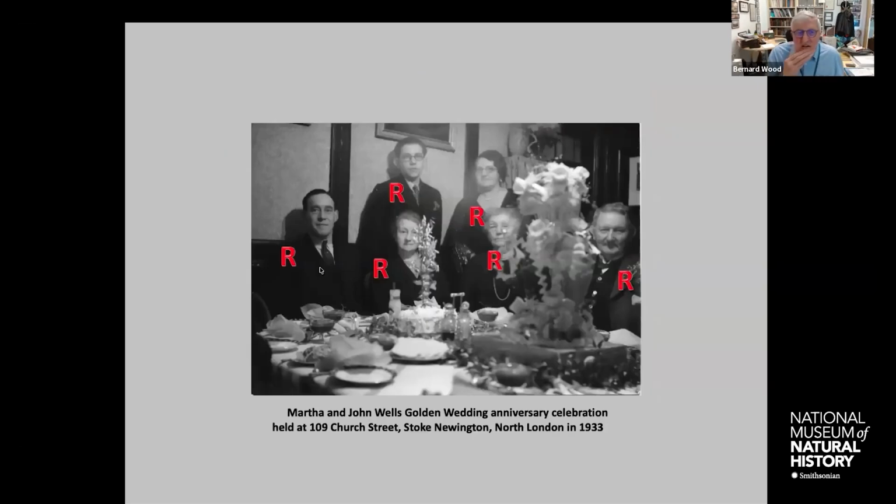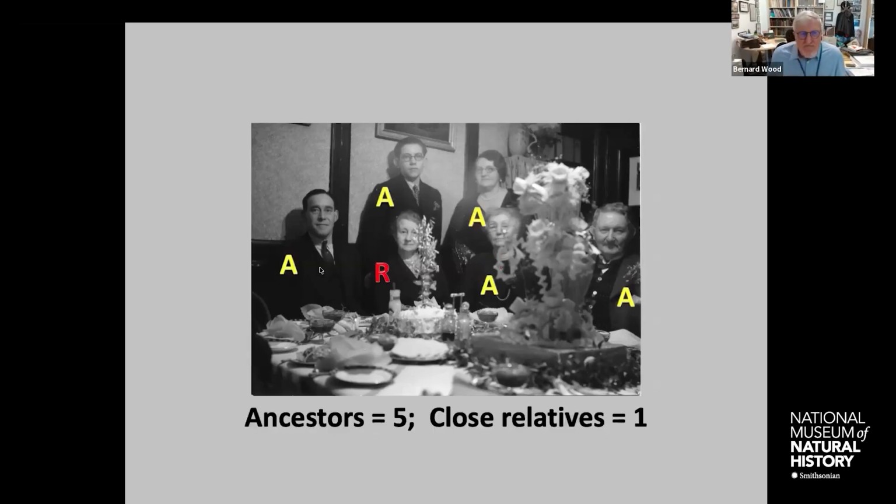This is a picture of my father's family, and it was a golden wedding anniversary, and the picture was taken in 1933. All the people in the picture are my relatives. Ancestors equals 5, close relatives equals 1.